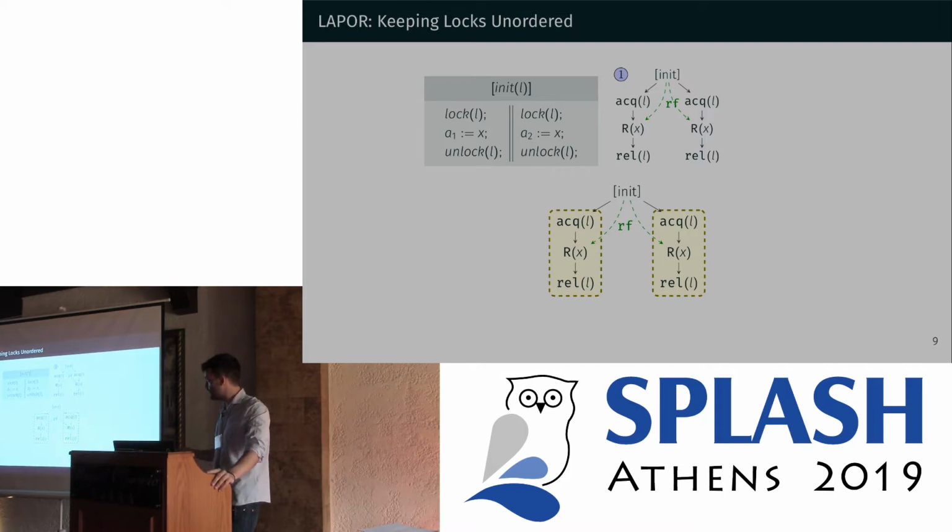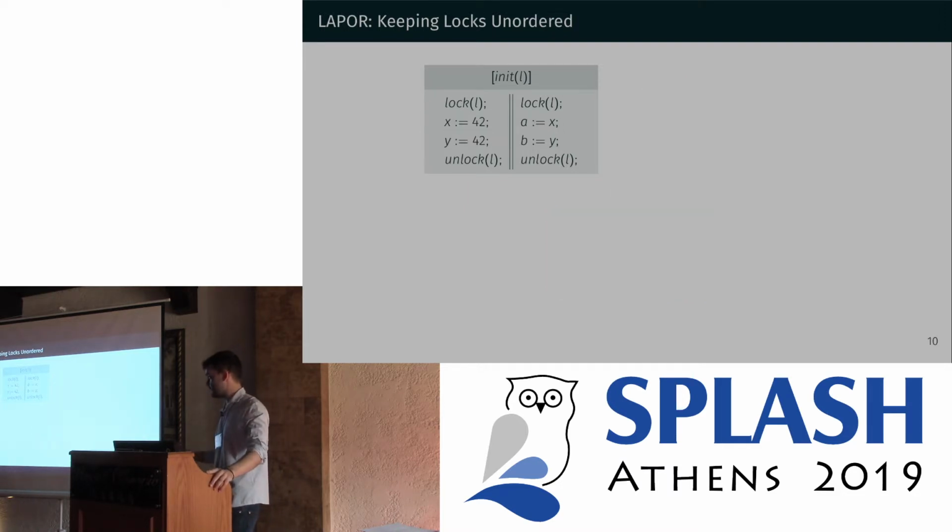So what I'm going to show you next is how Laper would handle a case where the lock ordering actually matters, where we actually have to explore all orderings because we have critical sections that do not commute. So if we consider this program, where the first thread is writing 42 to x and y, and the second thread reads x and y, then in this case, if the second thread executes after the first, it will read 42 for both reads, and if it executes before the first thread, it will read 0 for both reads.